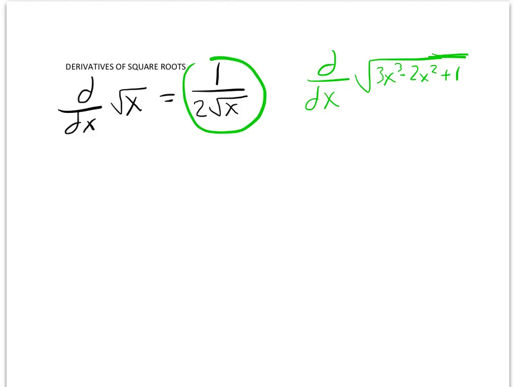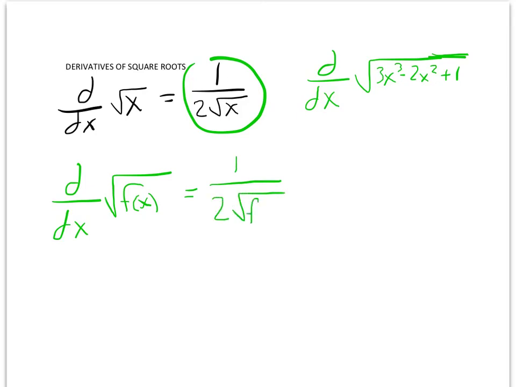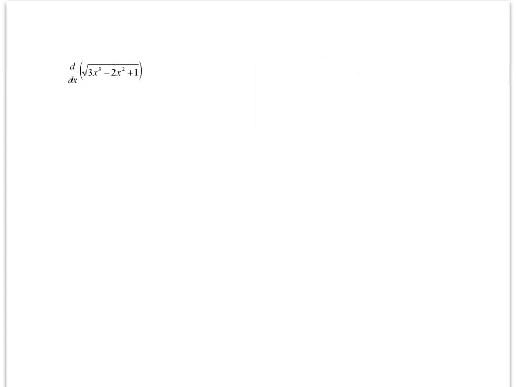Here's the rule. When you are taking the derivative of a square root, but there's a function inside that square root, what you do is you do the usual 1 over 2 square root of, keep that function inside, and then multiply it by the derivative of whatever was inside the square root. Let's see how that works in a real example. So here's that one we were talking about.